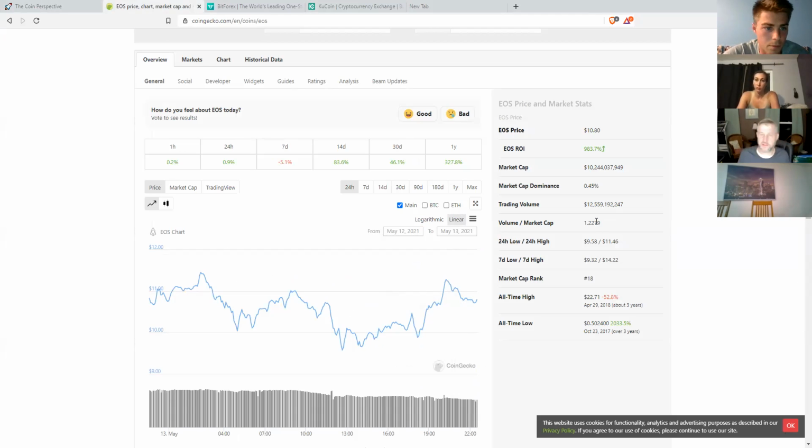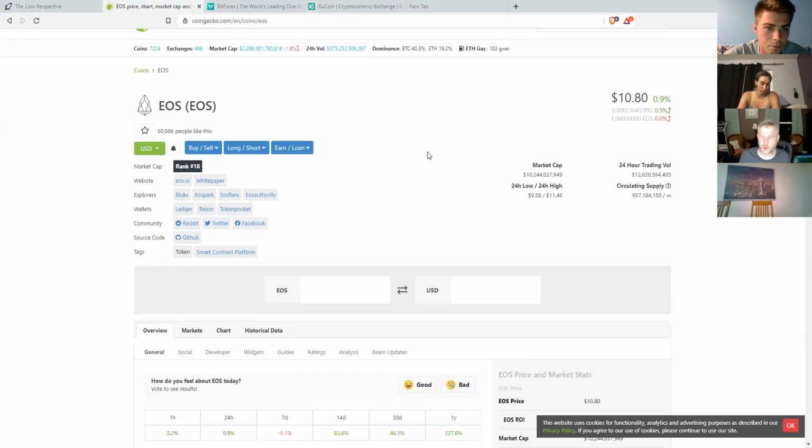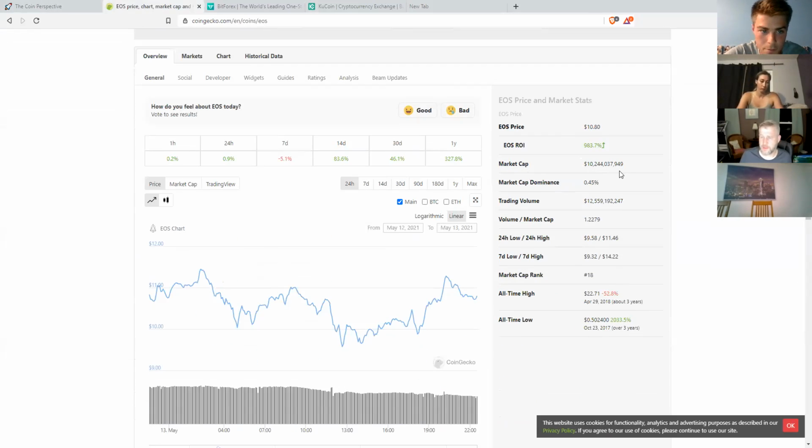It took a little bit of logging into stuff, but one more thing, like CoinGecko, you can look at a lot of coins here. It gives you all the market cap stuff, like dominance, trading volumes, highs and lows, market cap rank. A lot of your information can be found here on how much is put into that coin.